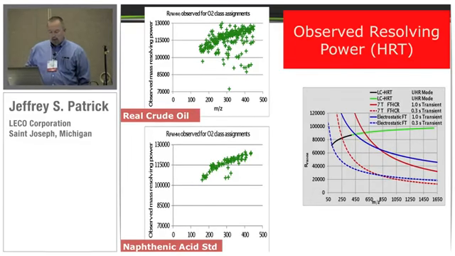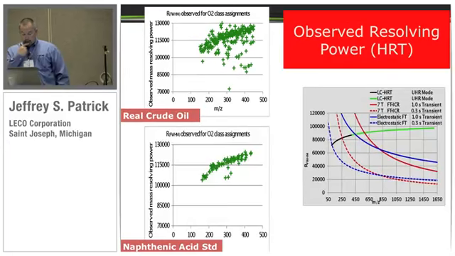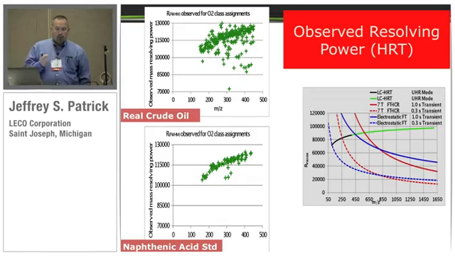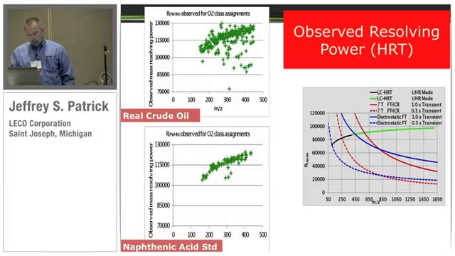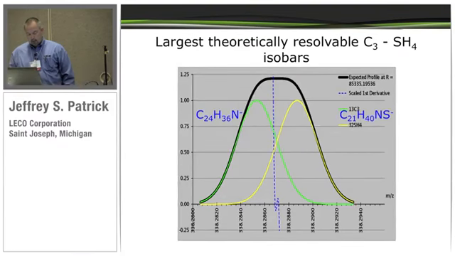Real resolving power data. The top is a crude oil sample looking at the O2 class of compounds. You see a nice profile here, some scatter, because the measurement of the properties, whether it's mass accuracy or resolving power, are going to be intensity dependent. It's a statistical process. Here for standards, you see almost the same curve as you see here, which is very encouraging. Now let's get down to brass tacks.